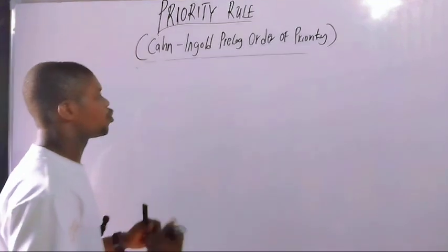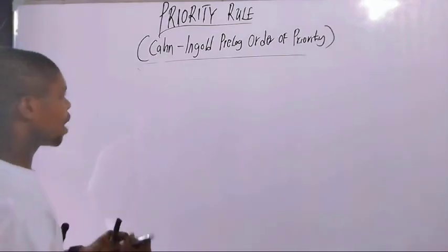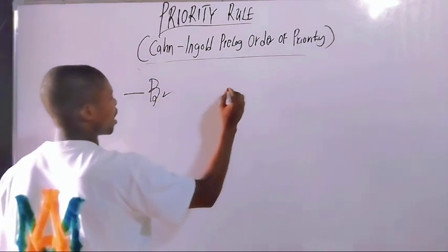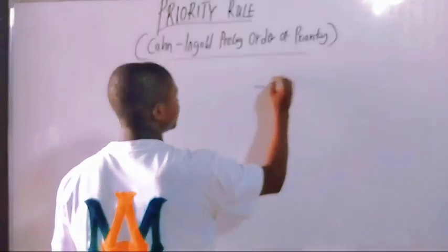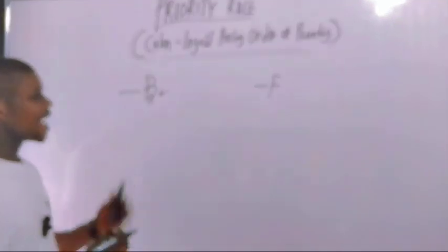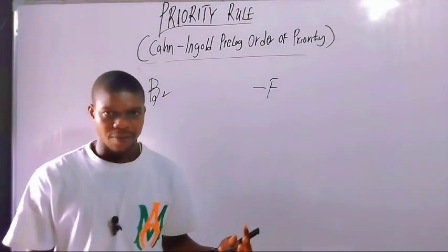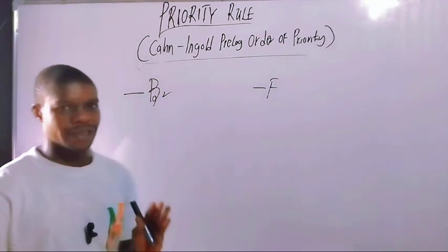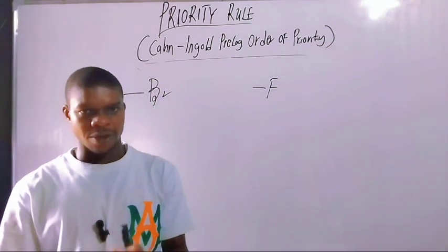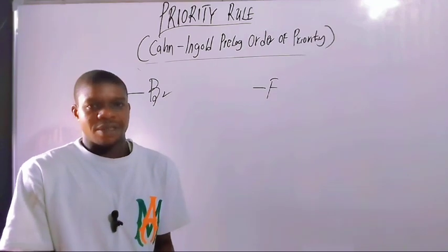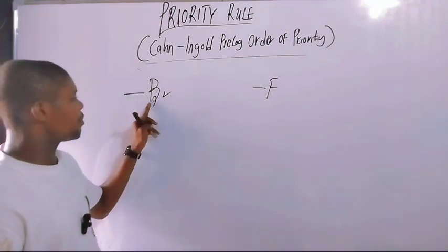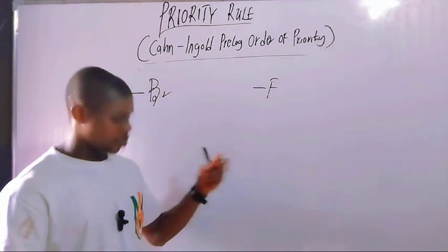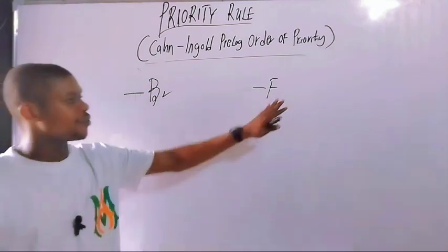If, for example, you are comparing two atoms like this, here you have bromine and fluorine. Now, when it comes to electronegativity, fluorine attracts bromine more strongly. But we are not talking about electronegative power. We are talking about priority. Bromine has a higher atomic number than fluorine.